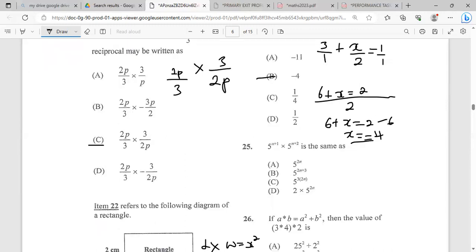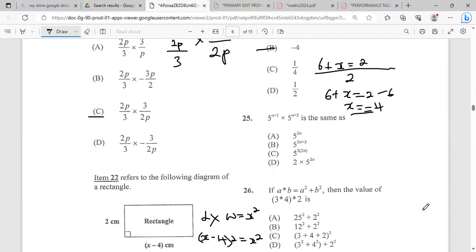25 says, if 5 raised to the power n plus 1 times 5 raised to the power n plus 2 is the same as, now we know that once the base is the same, meaning the same number or letter, we just simply add the powers. So we add n plus 1 and n plus 2, and of course we will group the like terms. So that would give us 2n and 1 plus 2 would give us 3. We keep the base, so that would be b.